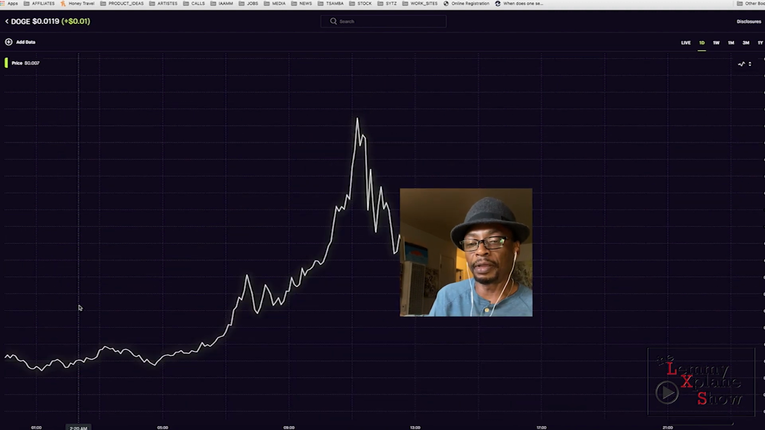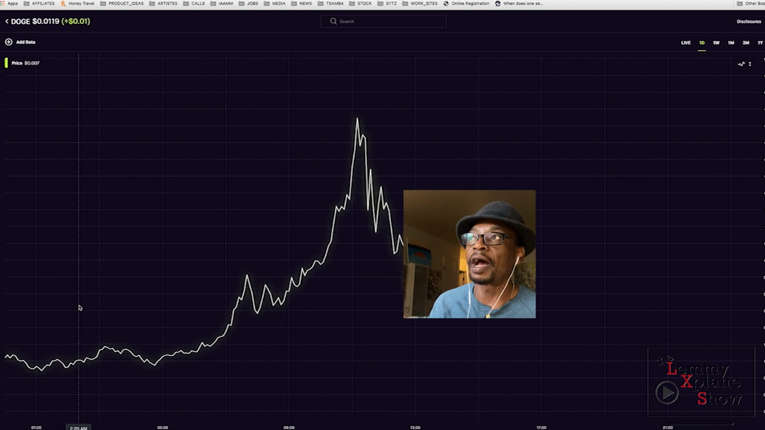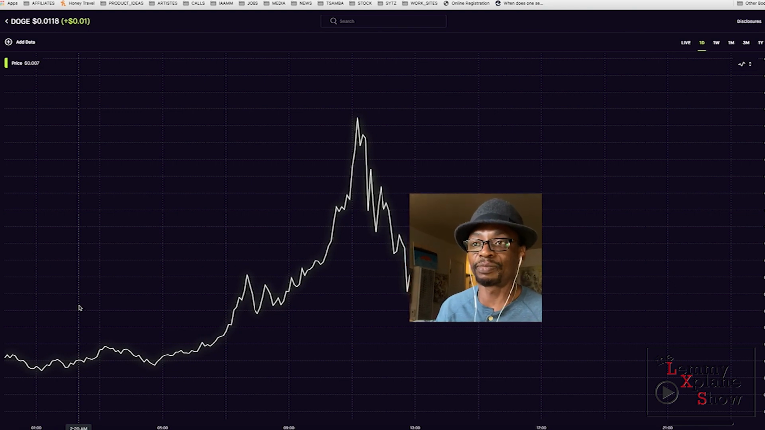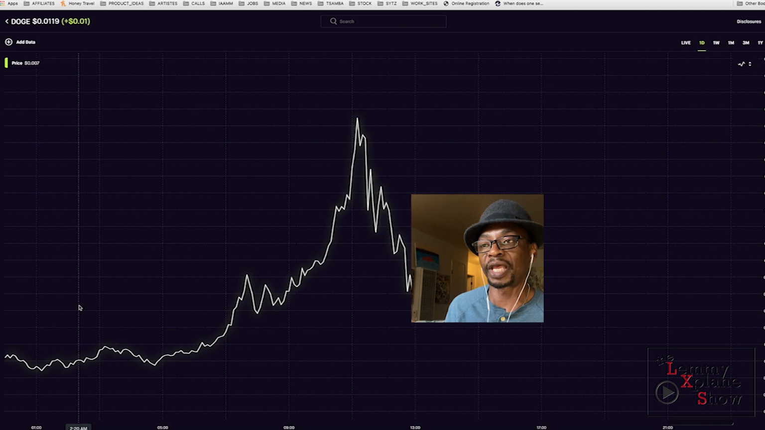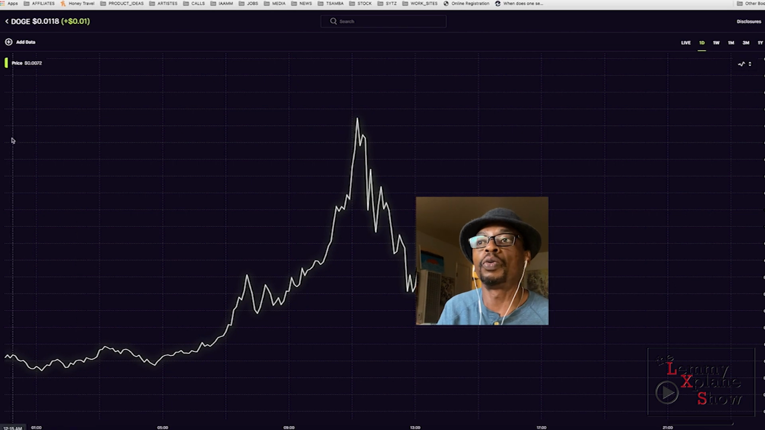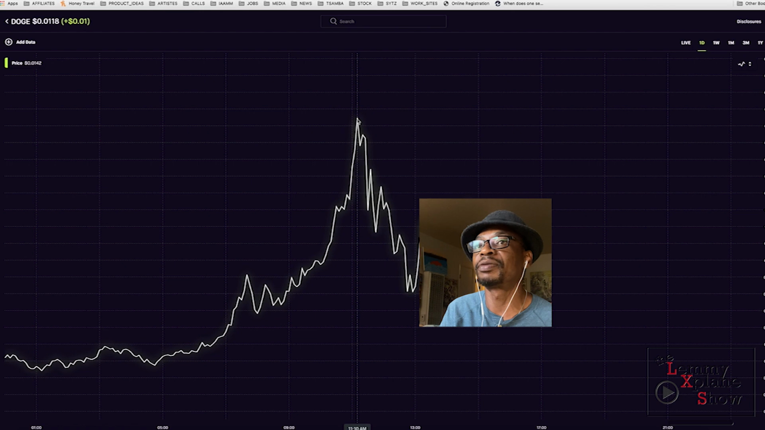If you want to know what MACD and RSI are, I will link the document below. Investopedia is a great website where you can research the meanings of these indicators. But as I go through them, I will explain briefly what I'm looking at and how I'm using it. Okay, so we're looking at Doge right now. Wow, this was an amazing peak.